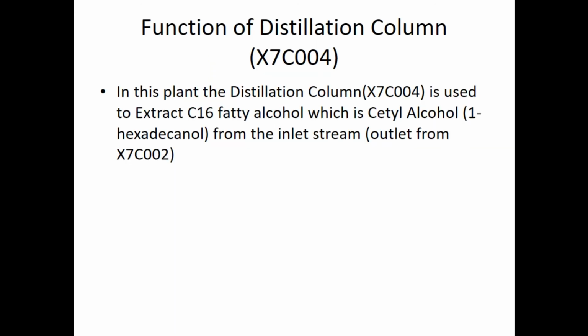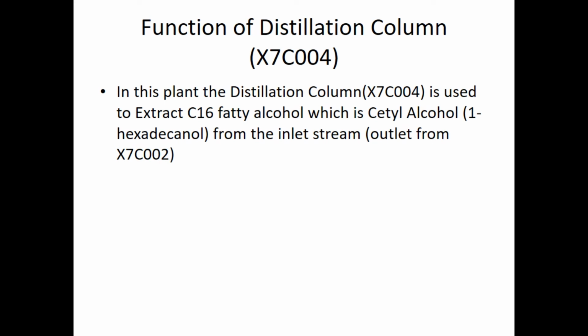The basic function of a distillation column is to separate the desired product from the mixture based on the boiling point of the desired product. So in this distillation column, the desired product to be separated from the mixture is C16 fatty alcohol, which is called cetyl alcohol.